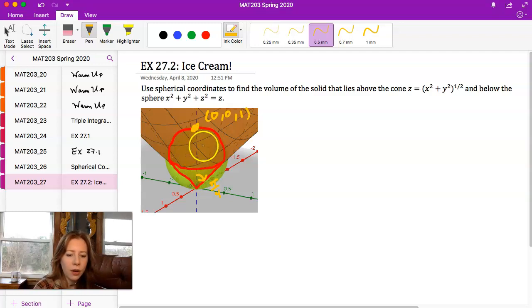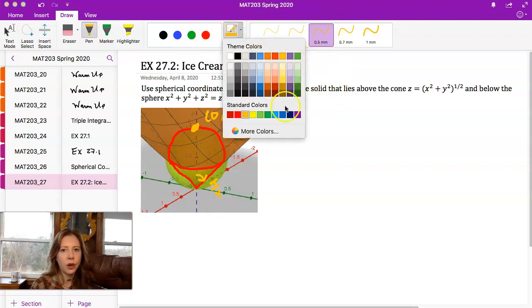And then we also have this cone, z equals the square root of x squared plus y squared. So we have our upper bound by the sphere, and our outer bound down here by the cone. Notice that the sphere passes through the origin, and its center is going to be 0, 0, 1 half, which we can see right here. So now let's start doing some conversions for our coordinate system.